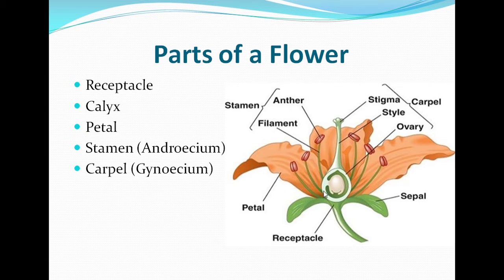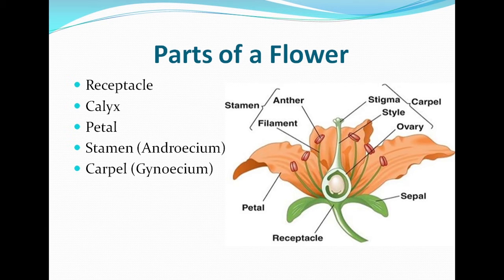Look at the figure. This is the part of stamen. Stamen consists of anther and filament. This is anther and this is filament. This is petal, this is receptacle, this is sepal, and the stigma, style, and ovary constitute the carpel. The carpel contains stigma, style, and ovary. This is stigma, this is style, and this is ovary.